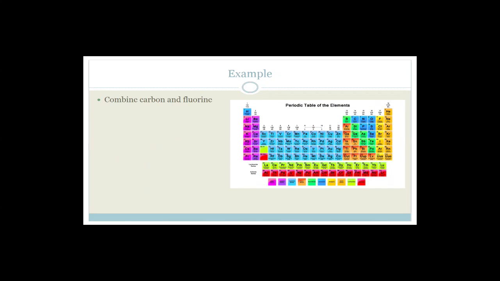Let's look at another example. Let's look at carbon and fluorine. So yeah, we've got carbon and yeah, we've got fluorine. Okay, so carbon is in group 4. So that means it must have 4 valence electrons. Okay, fluorine is in group 7. So therefore it must have 7 valence electrons. Now the reason I've chosen this one is because it's special.